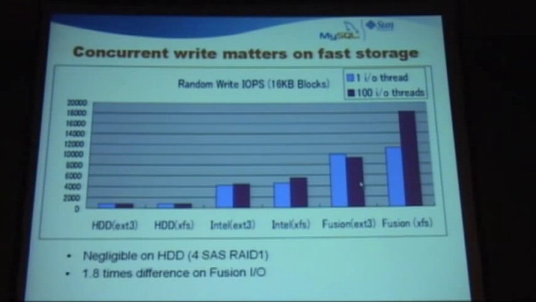On Fusion-io, it scales dramatically by using XFS. It becomes 1.8 times better on XFS, so concurrency is improved. But on ext3, since write IO to the same file is serialized, concurrency is broken.